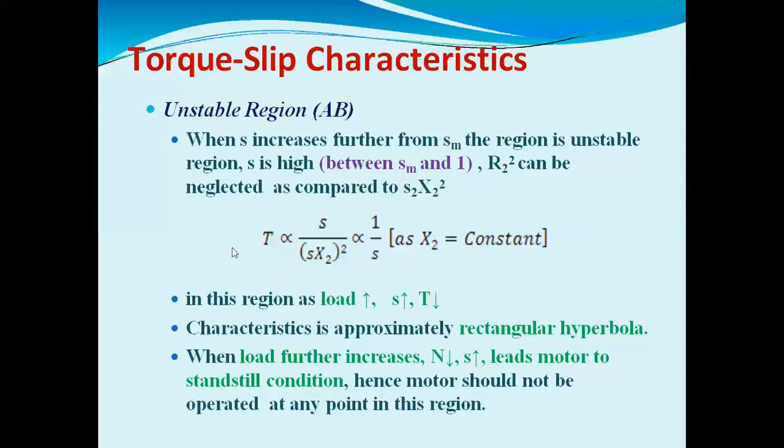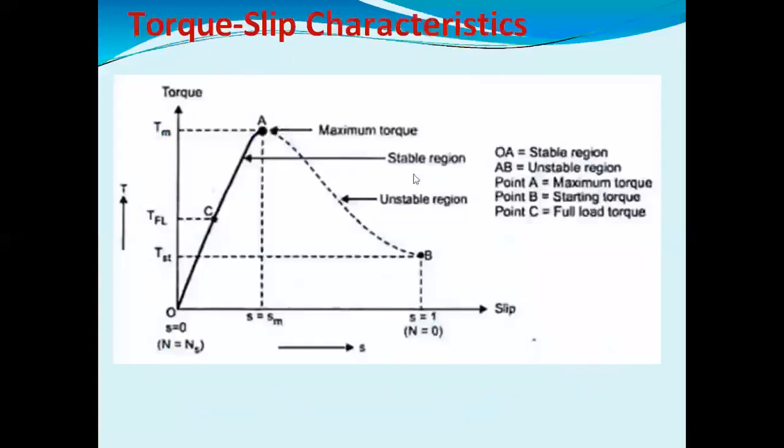When the load further increases, N will decrease, speed will decrease, and S will increase, which leads the motor to the standstill condition. Hence, the motor should not be operated at any point in this region where torque is proportional to 1 by S, and the nature of the torque slip characteristic is a rectangular hyperbola. That is the region AB, from Sm to S equal to 1. When S equal to 1, this is known as the standstill condition, and in this region the motor is not in the operating condition.